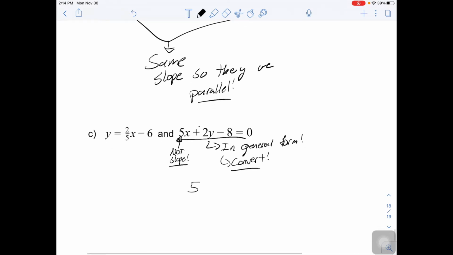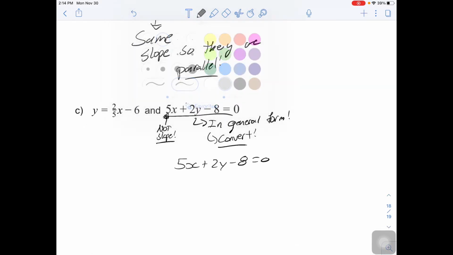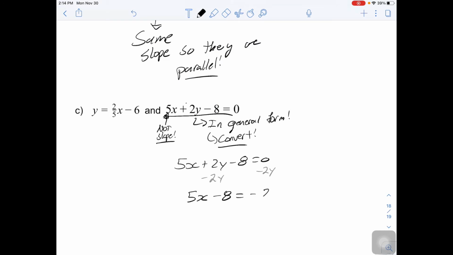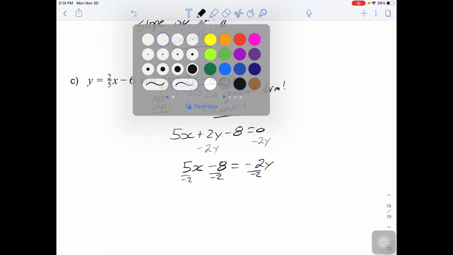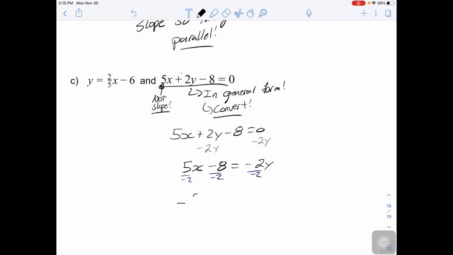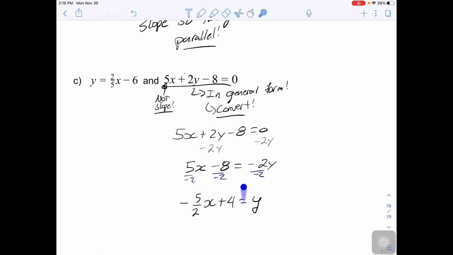So what I'll do is I'll take 5x plus 2y minus 8 equals 0, and I'm going to solve for y. So I'm actually just going to subtract 2y from both sides. You haven't seen this method. So 5x minus 8 equals negative 2y. And now all I have to do is divide everything by negative 2. And what we'll end up getting is 5 over negative 2, which you can't simplify, negative 5 over 2x. Negative 8 divided by negative 2 gives me a positive 4. And then negative 2 divided by negative 2 gives me a y. And don't forget your equal sign.